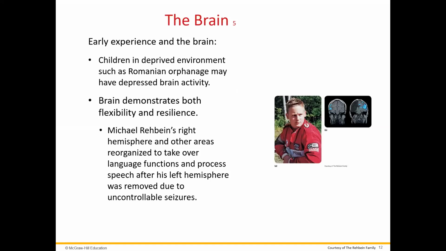Early experience and the brain, and we're going to talk about something very important here about the brain. First of all, let's just go through the examples listed here. Children in deprived environments, such as a Romanian orphanage, may have depressed brain activity, and this was certainly shown to be true. They pick on Romanian orphanages because they generally had very overcrowded and poor conditions.